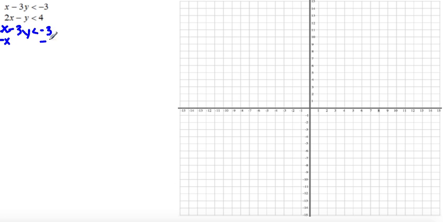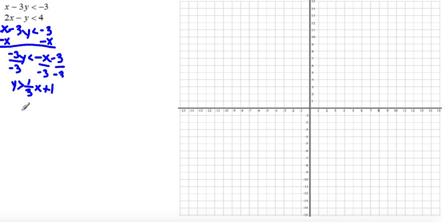So I subtract x on both sides, and I have negative 3y is less than negative x minus 3. I have to get y by itself, so I divide both sides by negative 3. So y, and then since I divided everything by negative 3, my inequality symbol switches to greater than. Then I have negative x over negative 3 is positive 1/3 x. And then negative 3 divided by negative 3 is positive 1.